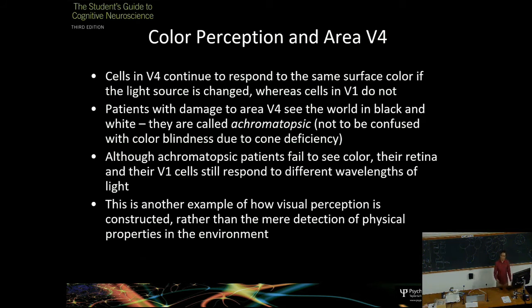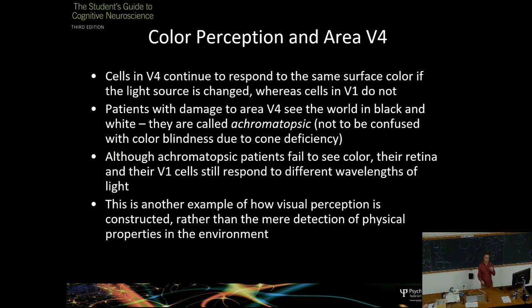If you damage your V4, basically what happens is that you see the world in black and white. This is called achromatopsia or cerebral achromatopsia. It is not the same as colour blindness. People who are colourblind lack a particular colour receptor on their retina, yet they still report seeing the world as colourful, but on formal tests they get colours confused. They might call green red and so on, but they still see the world as colourful. Patients with damage to this part of the brain see the colours as either missing or washed out.